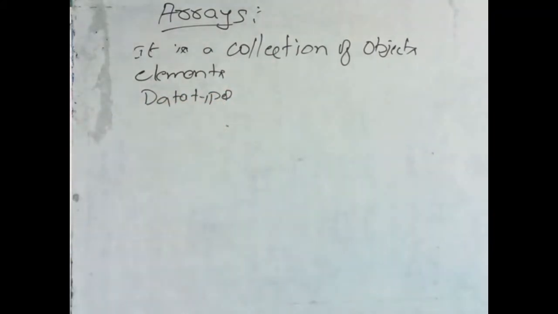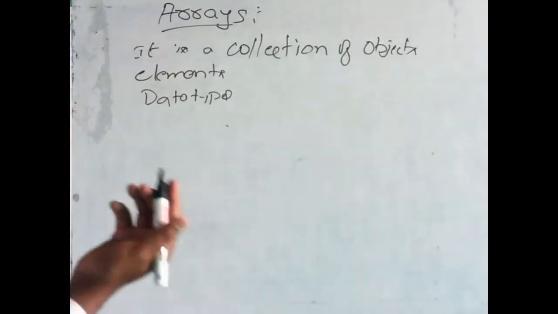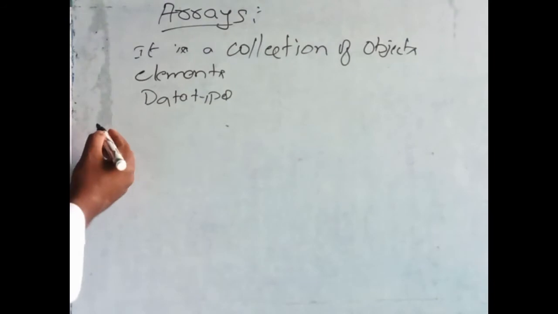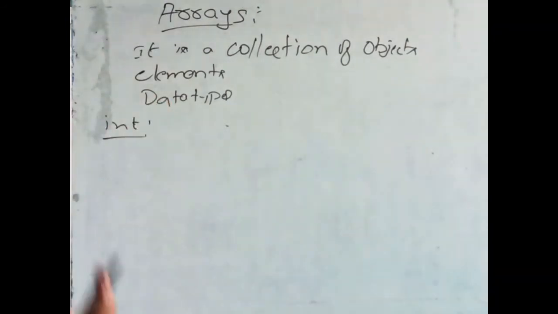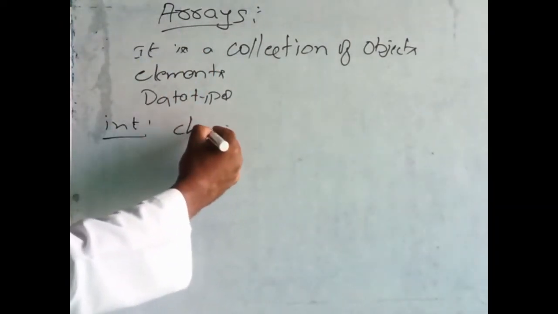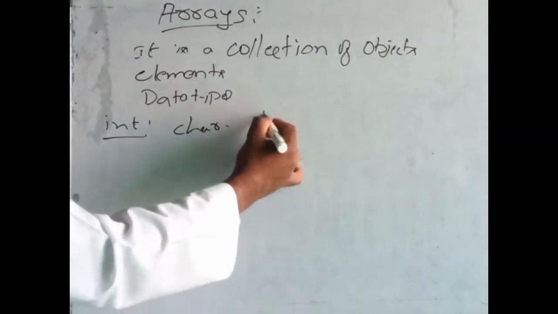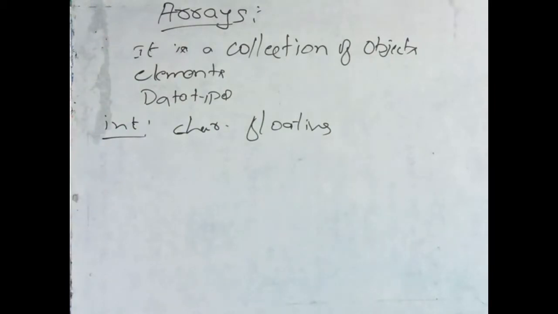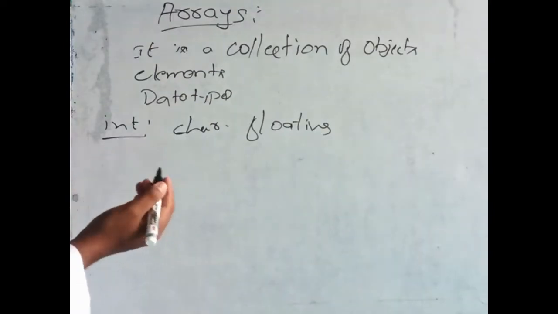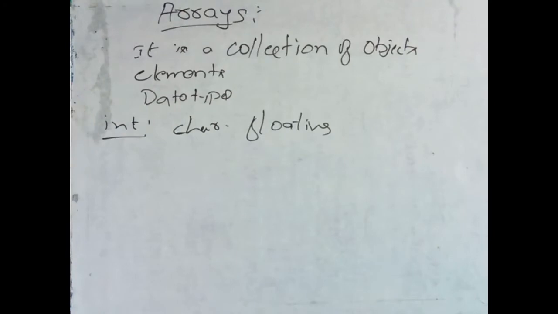An array cannot contain different data types. All are the same data type. Clear? For example, if one array uses integer numbers, then all should be integer type only. All the elements in one array are all integer type, or all character type, or all floating point numbers. Like that, all should have the same data type. That is an array. To represent an array, we use some numbers for each element in the array.